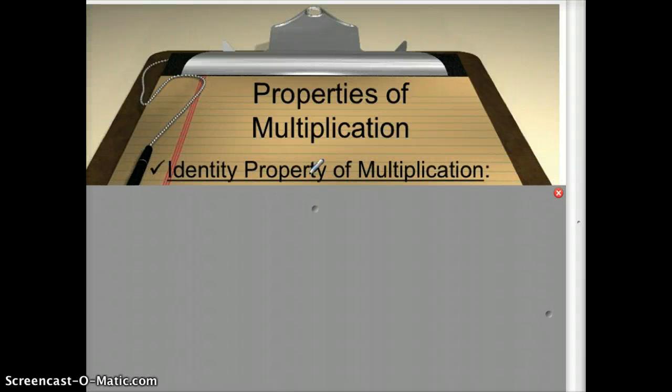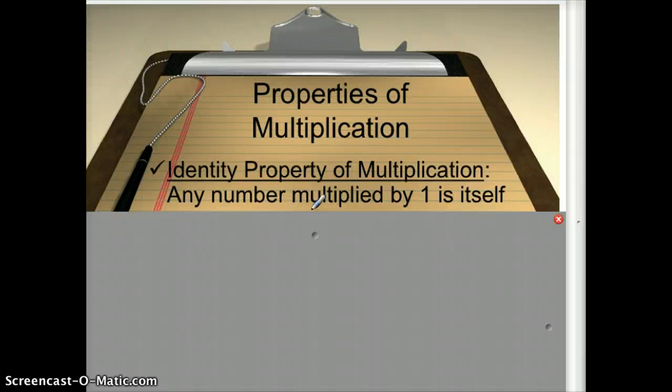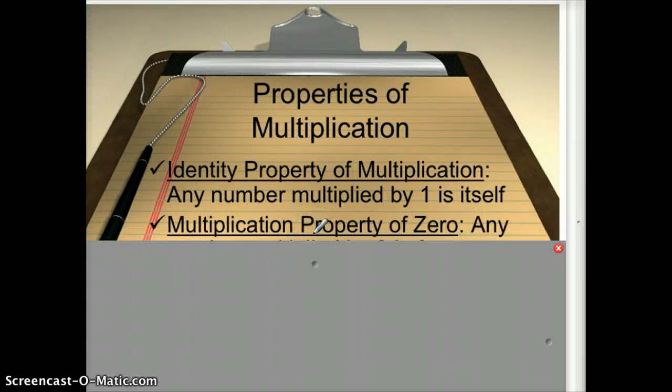The identity property of multiplication, similar to the identity property of addition, where you get a number and you don't change it by doing something. Think to yourself, what can I multiply a number by without changing it? Hope you answered 1. Any number multiplied by 1 is itself. So you multiply a number by 1, you get whatever you started out with.